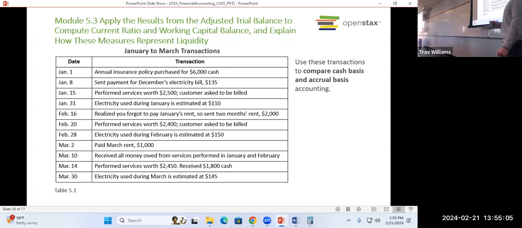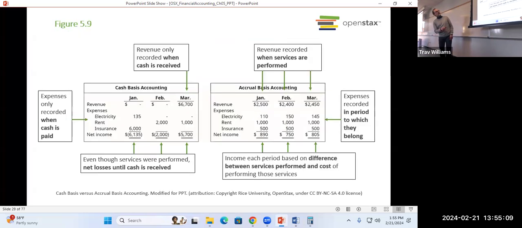Okay, so here we just have a list of transactions for reference. And those transactions, you can see here summarized. And we'll see if the company used the cash basis of accounting, we would have different results down here than if they use the accrual basis of accounting. Very different results, even though they're the same transactions. Now, who remembers what's the difference between cash and accrual types of accounting?